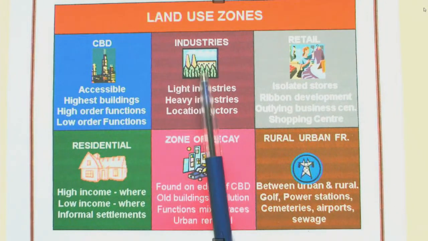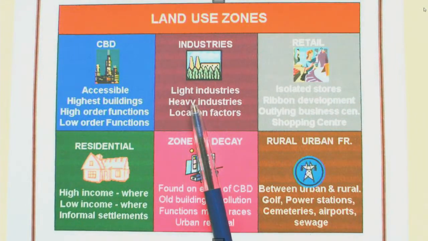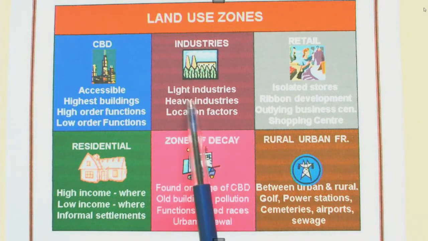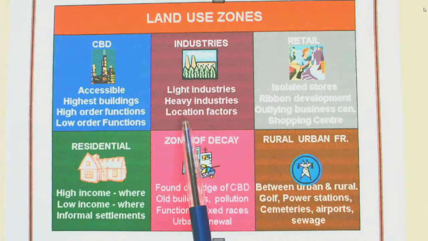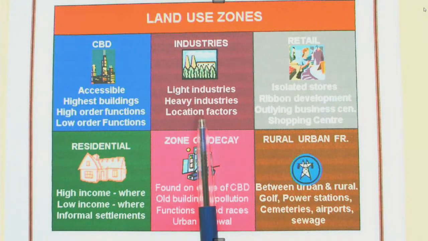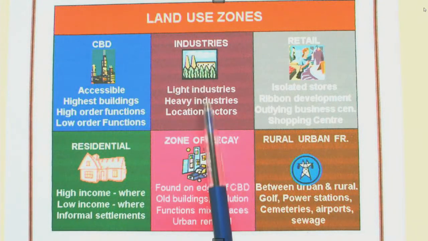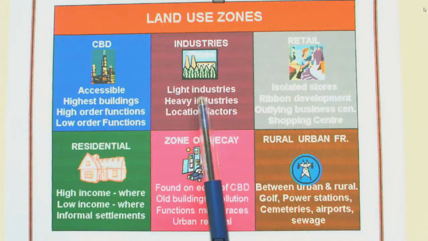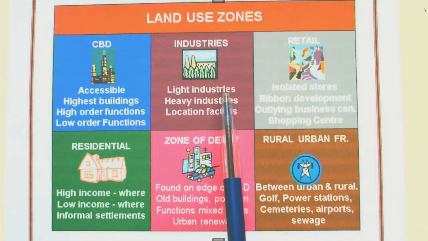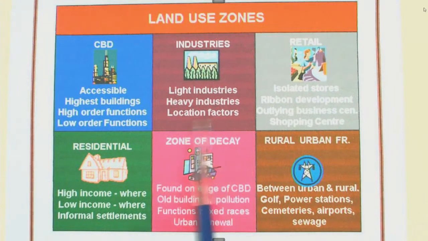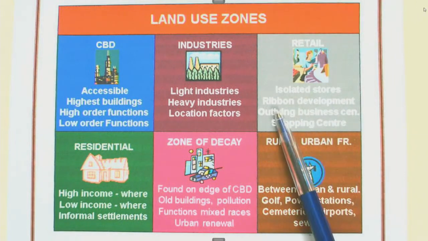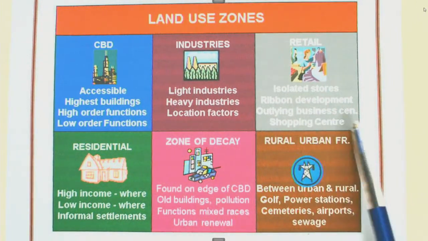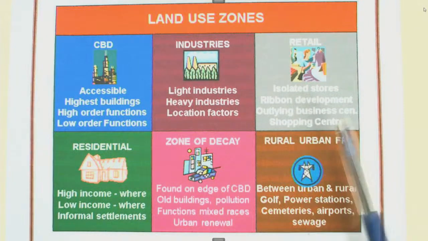We also have industries in the cities. The types of industries that you can get there are light industries just next to the city, and heavy industries on the outskirts. The location factor is important for where you place your industry. The light industries don't cause much pollution, but for heavy industries you have to consider the location. Okay? Retail: isolated stores, urban development, outlying business center, the shopping centers.